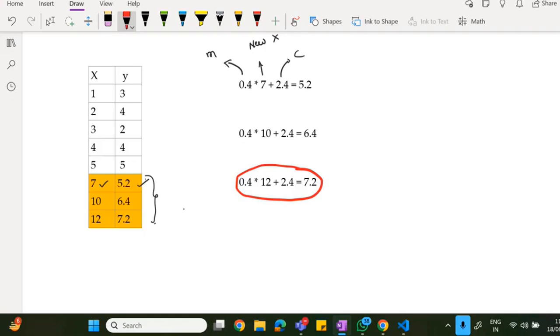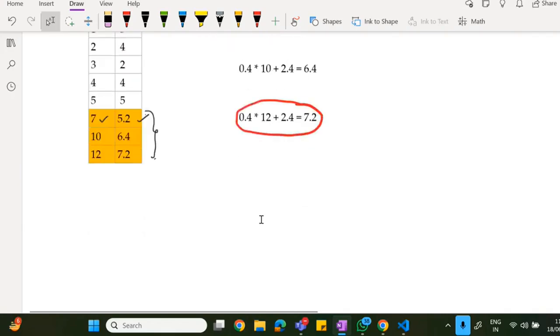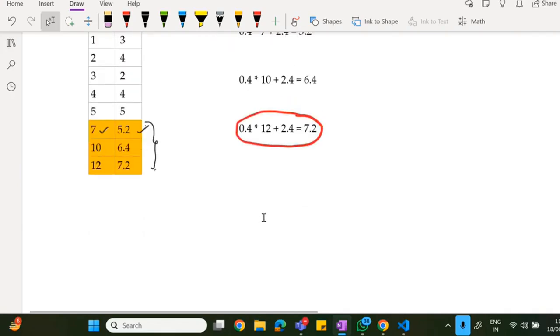This finding of the error is called the error matrix. I'll put it over here. Error matrix. There are multiple error matrices, and we are going to do those today.